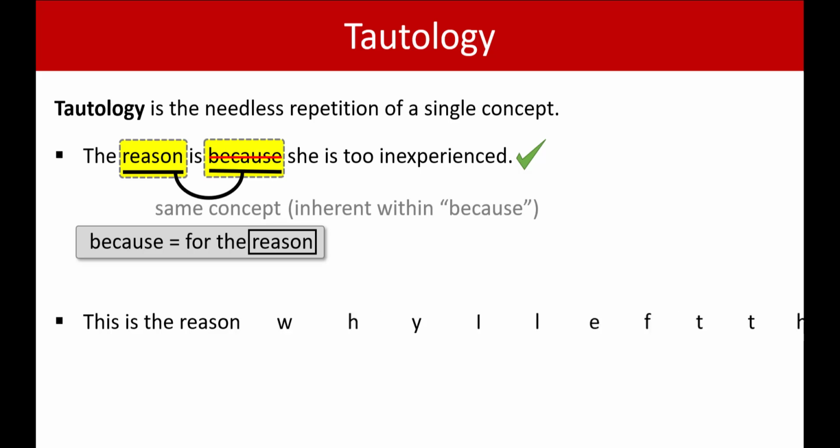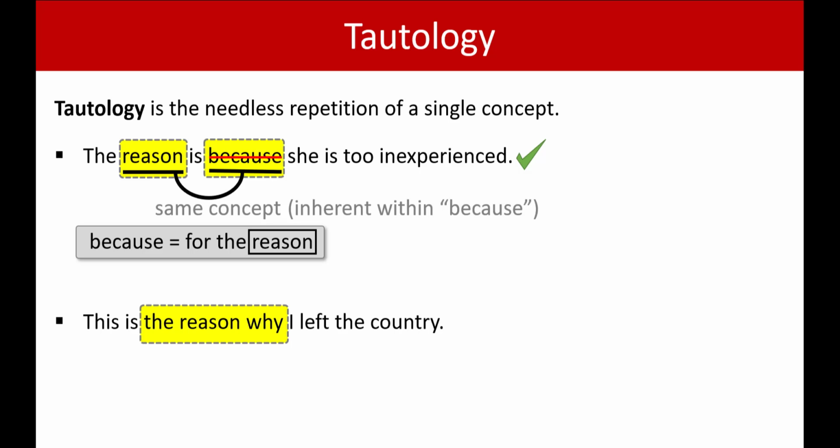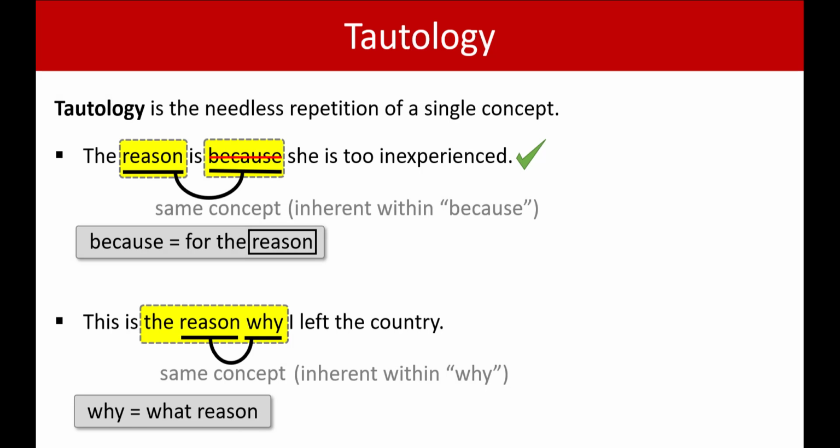Here is a similar example. This is the reason why I left the country. The reason why. The word reason and the word why express the same concept. The word reason is inherent within why. Look at this. Why means what reason? Well, you can see the word reason is part of the meaning, so it is inherent within the word why. So this sentence can be corrected by crossing out the reason.